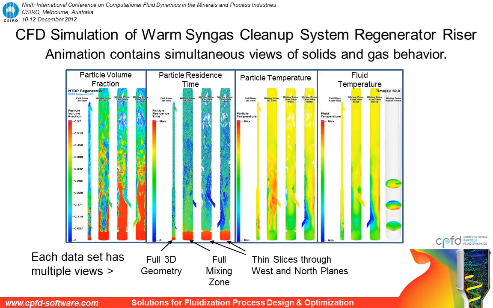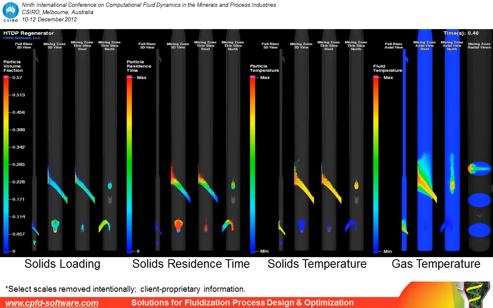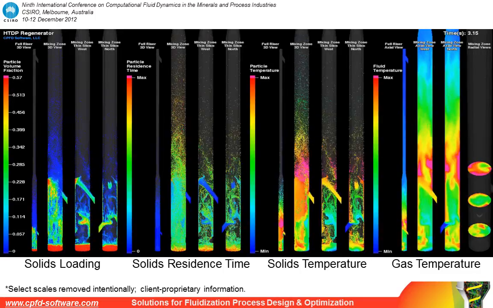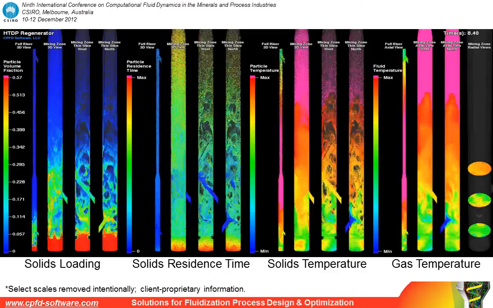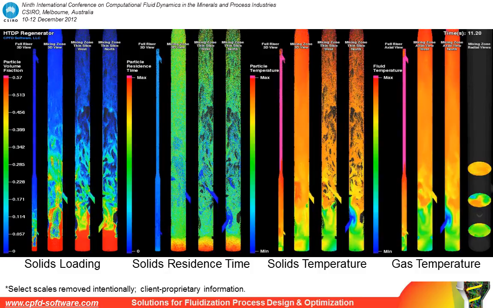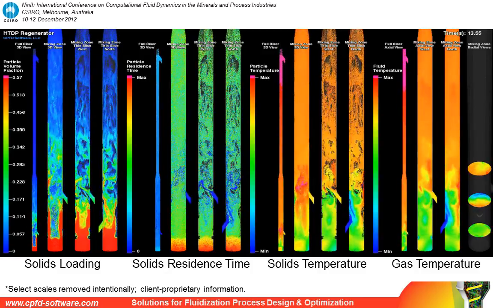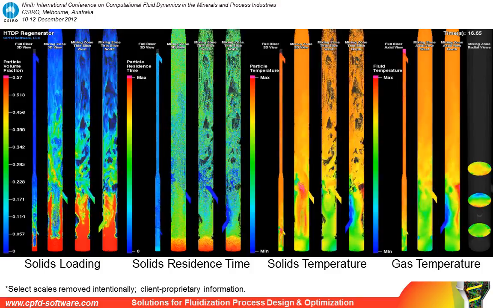What you're going to be looking at in the animation on the next slide is several views at once. On the far left of each is the full 3D geometry, then the mixing zone, then thin slices through first the west and then the north planes of the unit, because the nozzles are offset, and in order to capture them both, we need to do two cut planes. And here we see the fully reacting simulation of the sorbent system regenerator. On the left is the solids loading, then the solid residence time, solids temperature, and gas temperature.